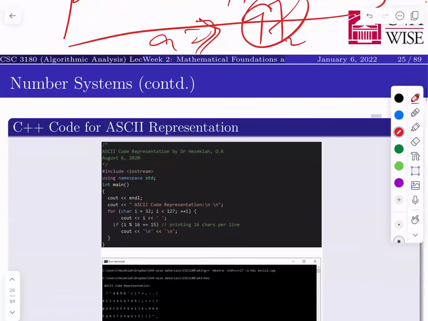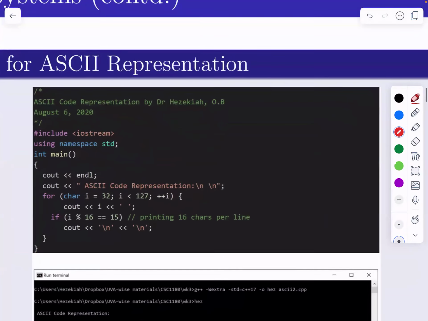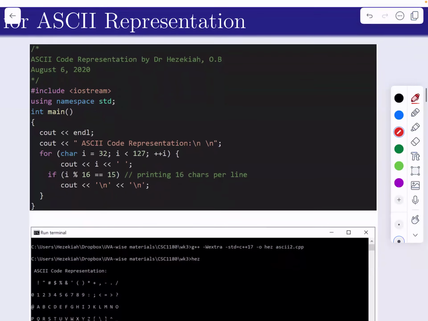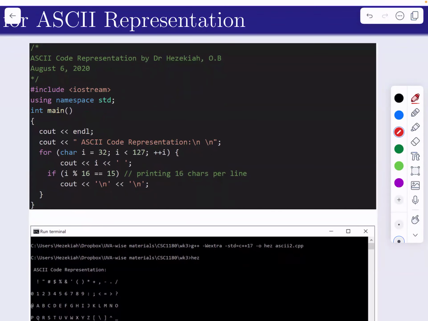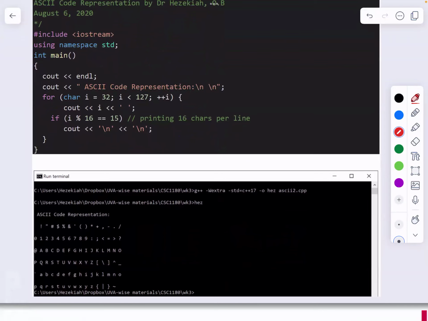And the following C++ program will print all the ASCII values. Look at it, it's very simple. All you have to do is start from ASCII code representation, i equals 32, i plus plus. I just want to print a few ones, okay? And now this expression is to print.